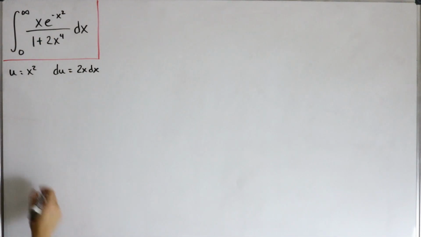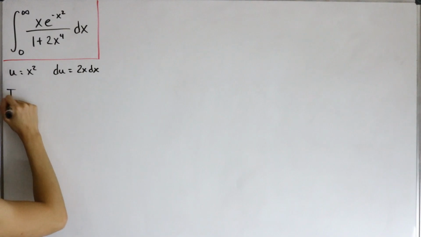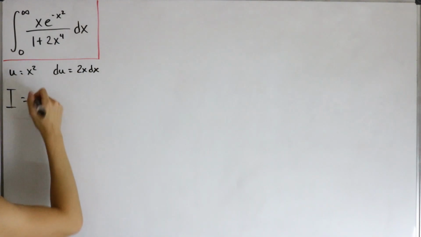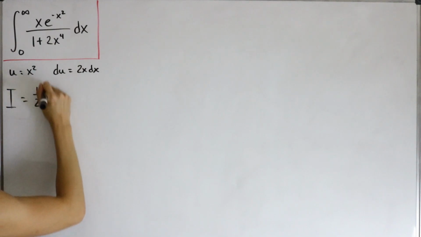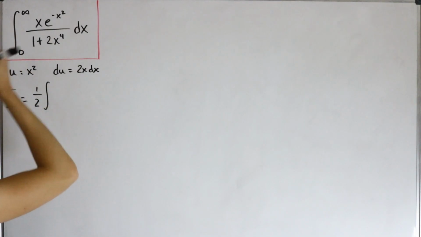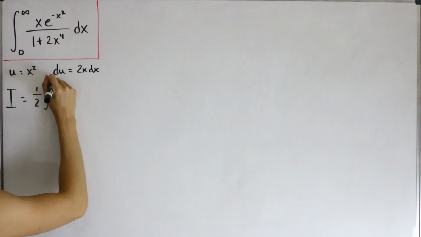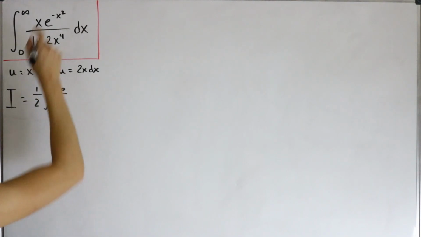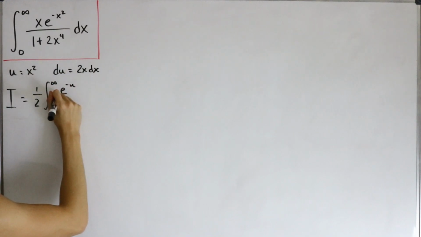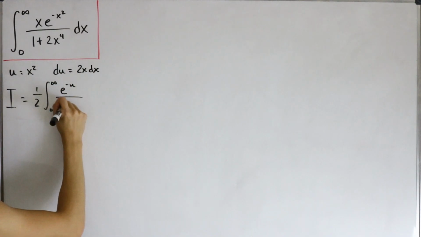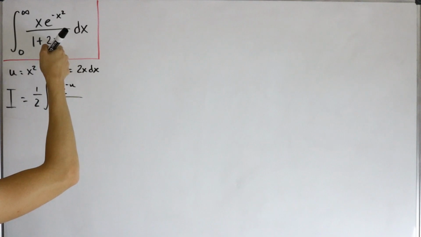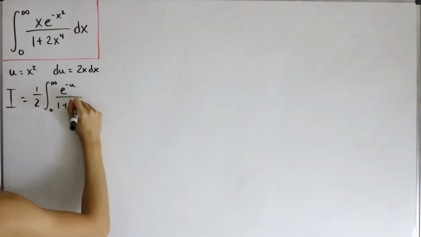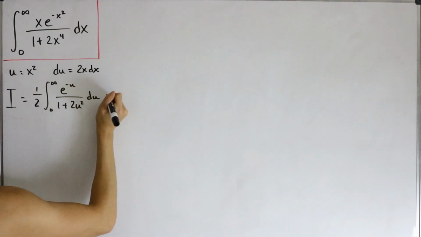Don't forget, we also have to substitute everything in terms of u. So what we have so far is capital I, which is our given integral we're going to integrate to find the value of. We have 1/2, and then we change our bounds. Luckily, they stay the same, thankfully, from 0 to infinity. Then I have e to the negative u, divided by 1 plus 2 times u squared, since x to the power 4 is u squared, and then du.